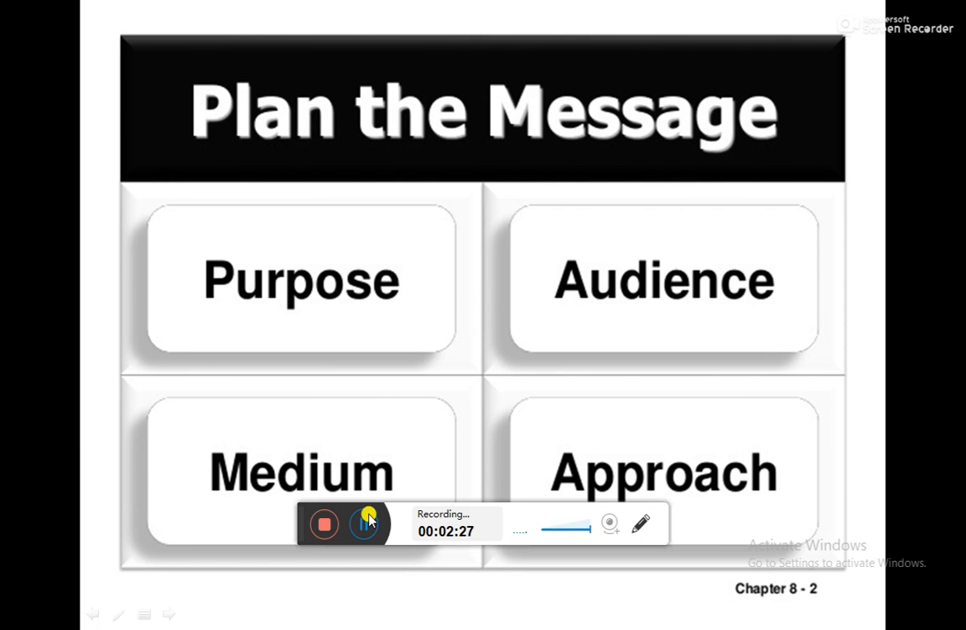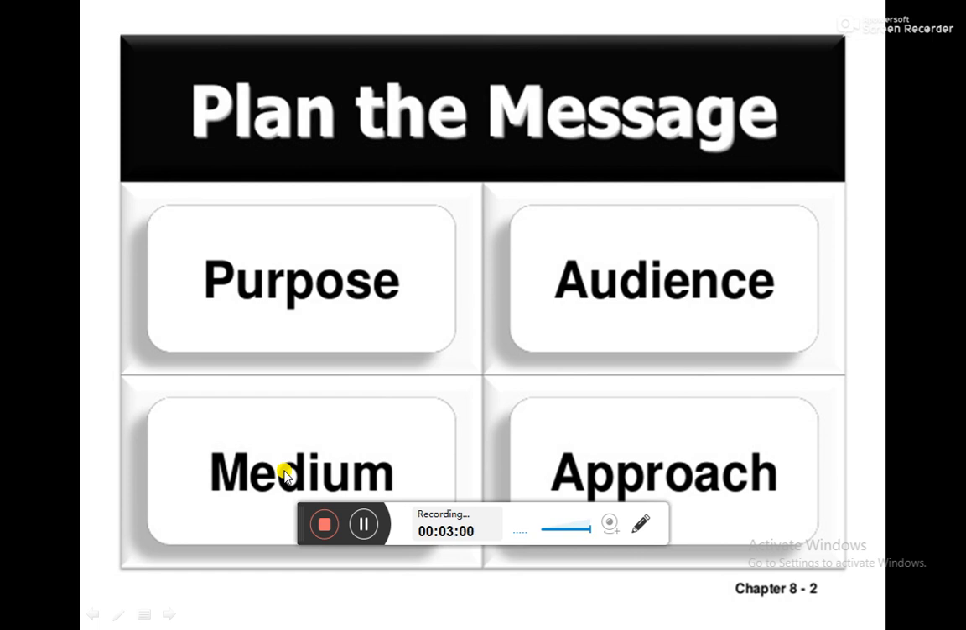So accomplishing all 5 goals requires careful attention to planning, writing, and completing your message. So let's start with planning the message. So, planning negative messages. When you need to convey negative news, you cannot avoid the fact that your audience does not want to hear what you have to say.